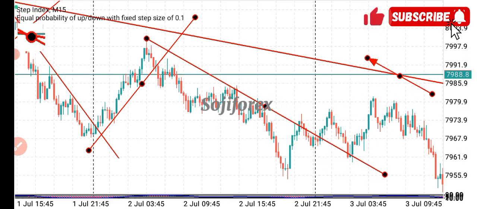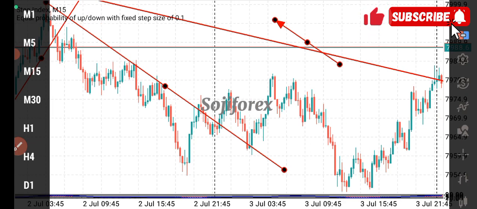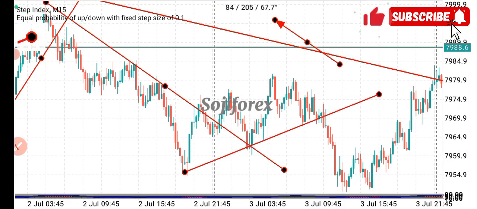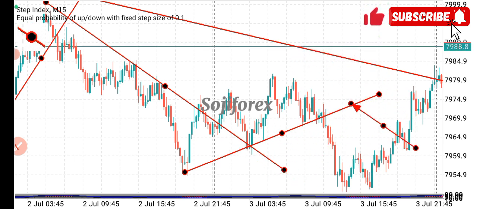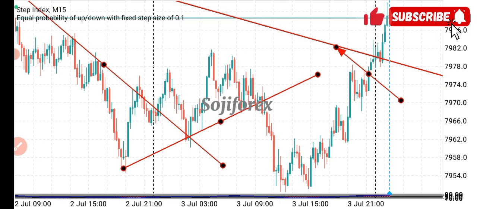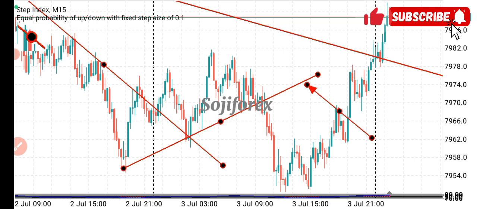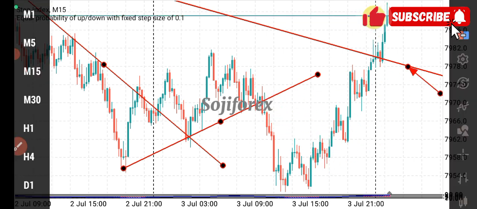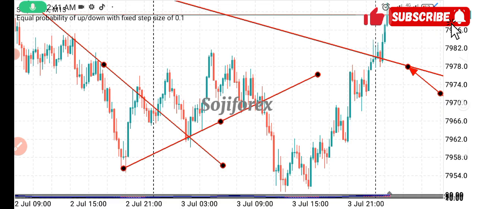So I will come down, and this is how I will continue until price closes above this, my trend line. Otherwise, I'll keep trading it this way. And once price closes outside of this, I have my entry. Now this is what I will do. And look at this one.